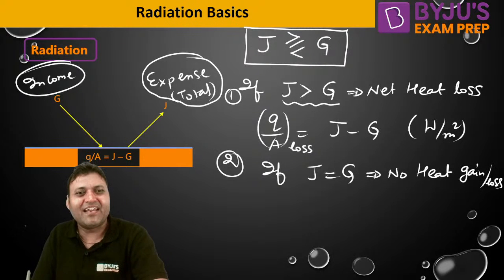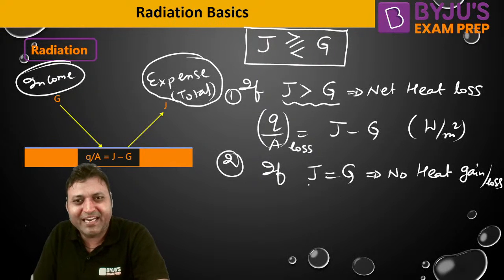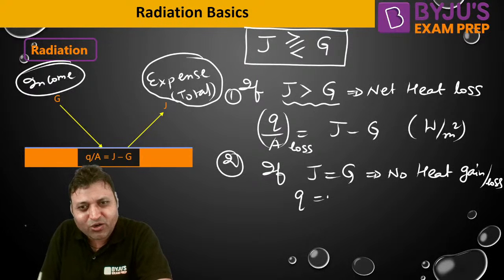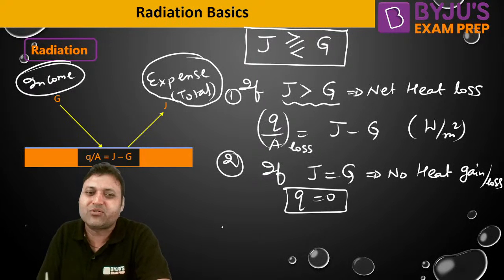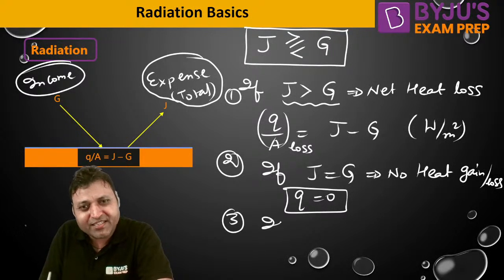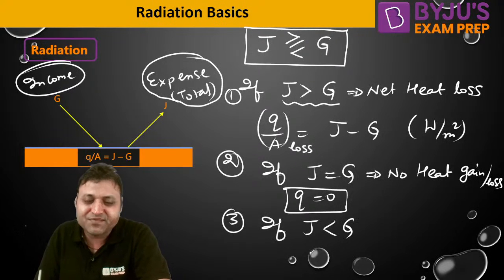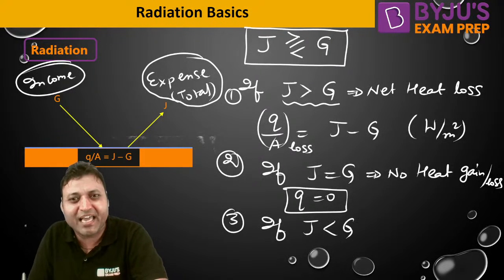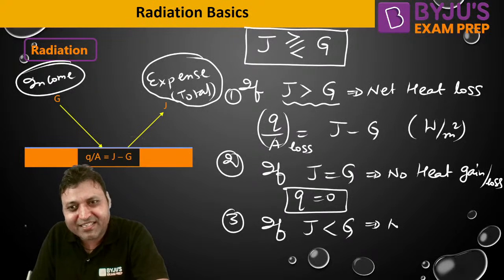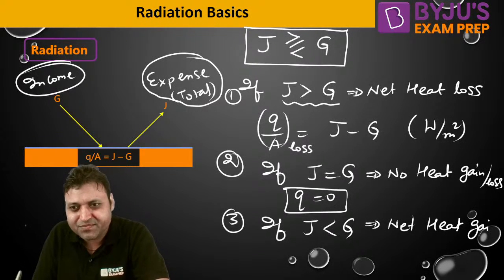There is neither any heat loss from the surface nor any heat gain. So Q is equal to 0. The third situation is if J is less than G, there is a possibility that the radiosity can be less than G. Then we can say it is net heat gain by the surface.